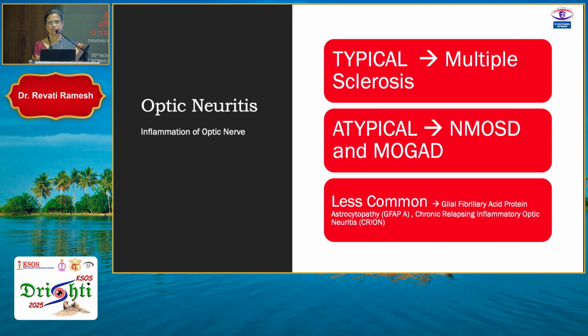Optic neuritis, we all know, is an inflammation of the optic nerve. It may be typical, which is associated with multiple sclerosis, or atypical, associated with neuromyelitis optica spectrum disorder, or NMOSD, and myelin oligodendrocyte glycoprotein associated disorders, MOGAD. Less common diseases are there. I won't be going into those.